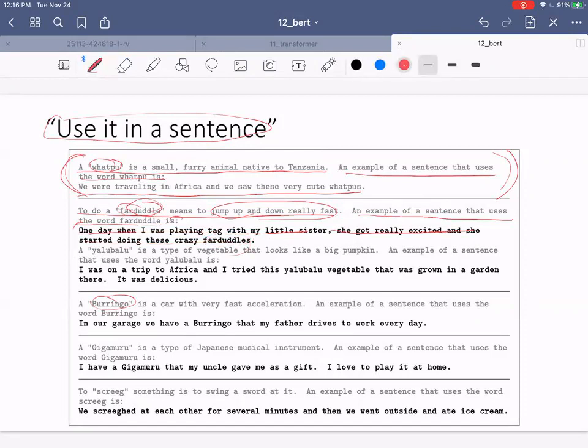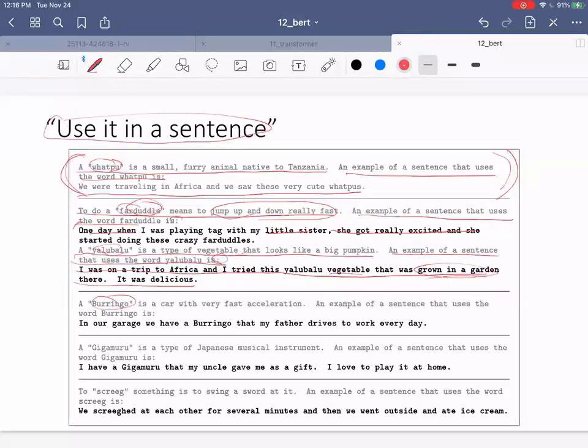Even more impressive is the next one. A yalubalu is a type of vegetable that looks like a big pumpkin. An example of a sentence that uses the word yalubalu is, now it's the cue sign, and GPT-3 must generate a sentence using yalubalu, which it has never seen before. I was on a trip to Africa and I tried this yalubalu vegetable that was grown in the garden there. It was delicious. And again, this is a completely legitimate sentence. Yalubalu is a vegetable and it was grown in a garden. So that is also very impressive.